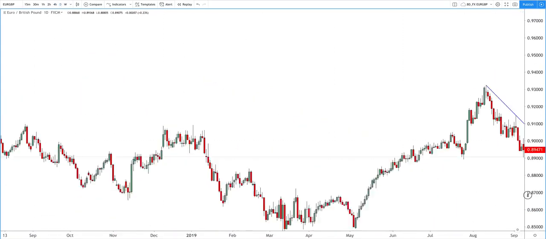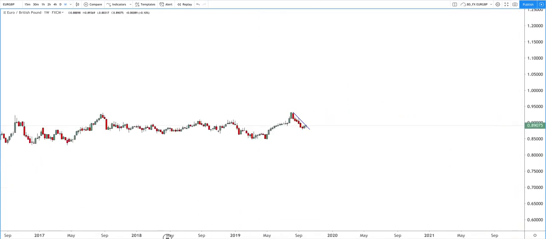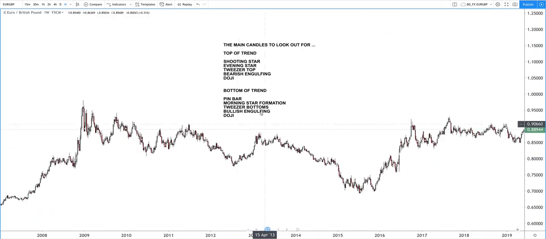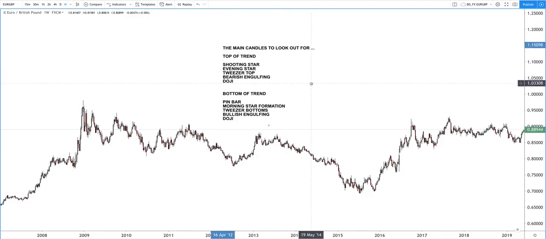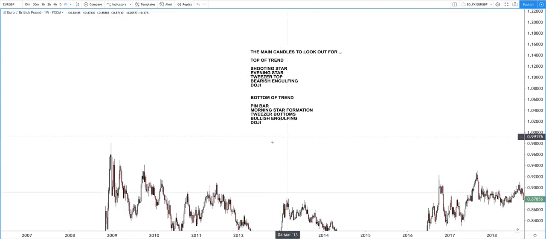Let's go back to just where I've got that drawn. Just to go over it again. Shooting star, you've seen how powerful that is. Evening star formation, the three candlestick formation, very, very powerful. Tweezer tops, we're just showing you, they're also very powerful. These are the most powerful candlestick formations. Bearish engulfing and doji, they're all the signs of reaching the top of a trend and that can be coming to the end of a trend or of an uptrend.